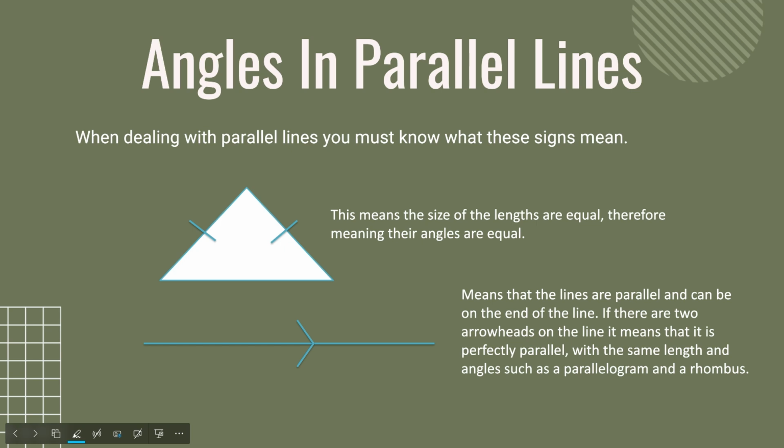When dealing with parallel lines, you must know what these signs mean. In this triangle, this means the sides of the lengths are equal, therefore meaning that angles are equal. Because this is an isosceles triangle, which means two sides are the same, the base angles of an isosceles triangle are always equal. Our second, underneath with the line and the arrowhead, this means that the lines are parallel, and the arrowhead can be at the end of the line. If there are two arrowheads on the line, it means the lines are perfectly parallel, which means they're the same length and same angles, such as in a parallelogram and a rhombus.